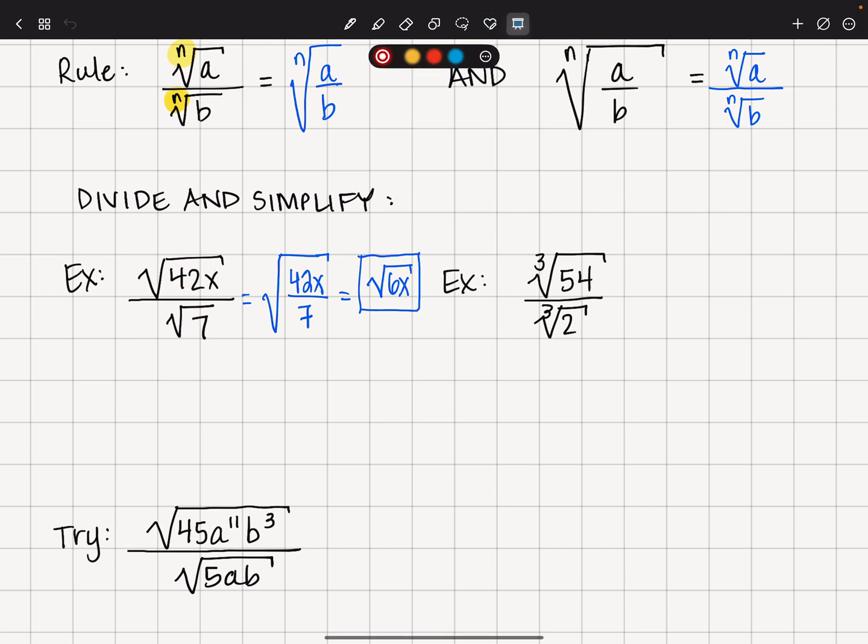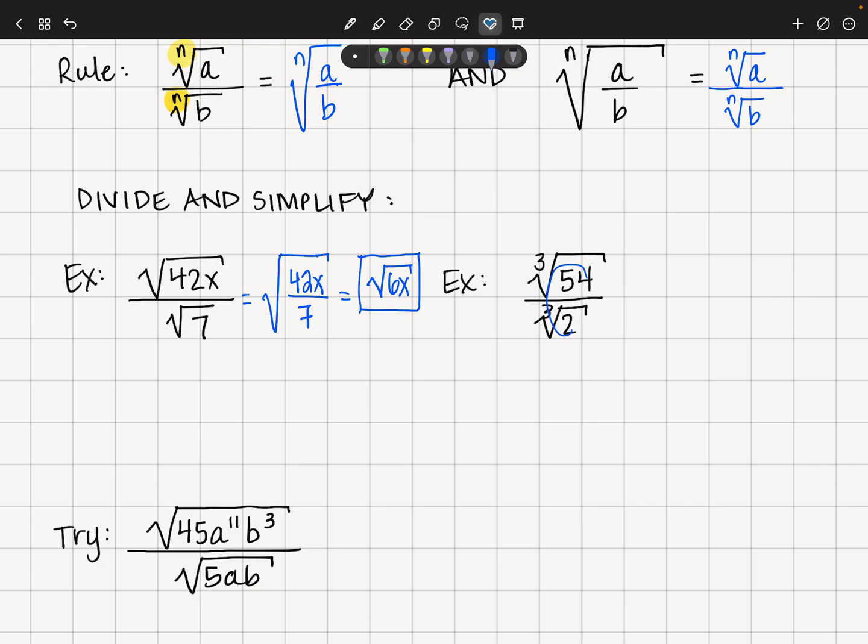Now, typically we're going to do this in most cases, not all cases, but in most cases when that denominator goes into the numerator evenly, or when through that division you're going to create something perfect in the denominator.